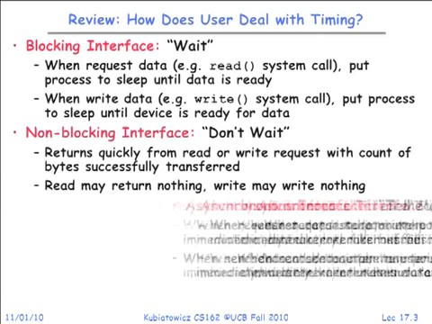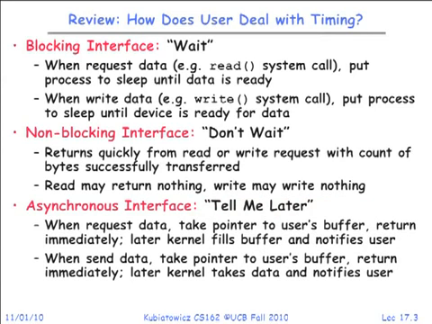There's the non-blocking and the asynchronous interfaces, and these are subtly different. In the case of non-blocking, you say, do whatever you can immediately for me and tell me how much you did. So I say read 100 bytes. It says, well, here's 2. Now, why might it only be able to return 2?